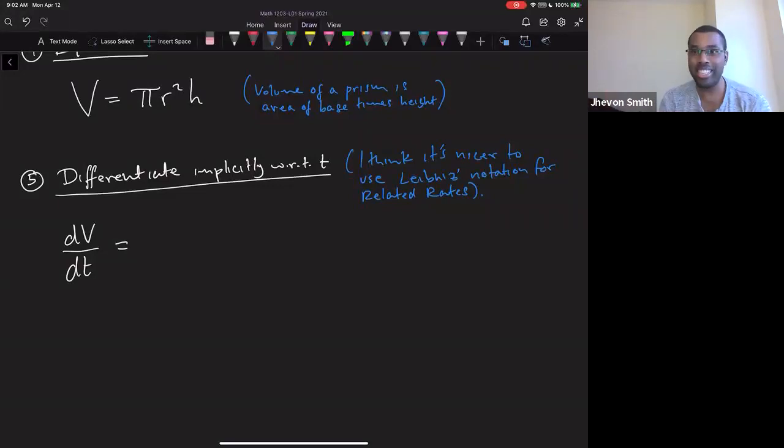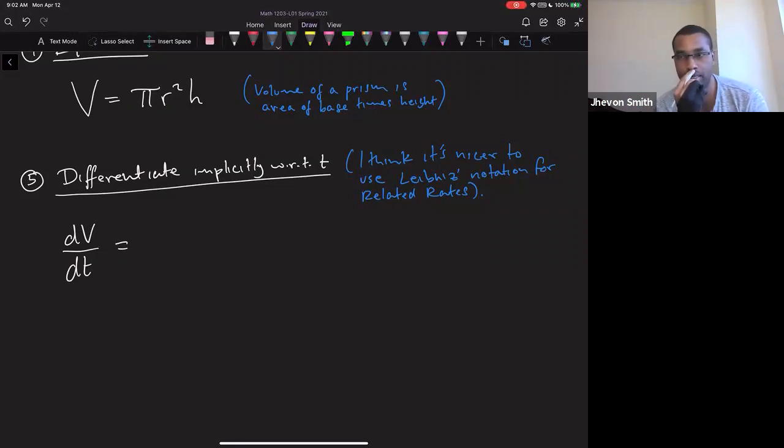You might even have an x in there, and you're just so used to differentiating with respect to x that you end up just differentiating with respect to x. You do not want that. It's always t, right? So I always switch to the Leibniz notation for related rates, just to remind myself t is the guy here. All right, so how do you differentiate pi r squared h?